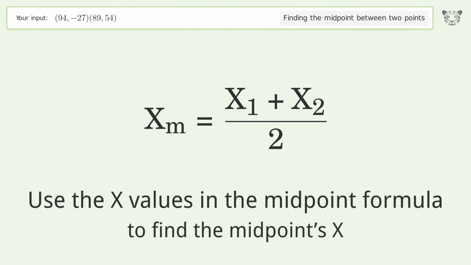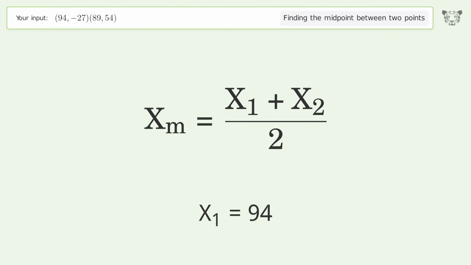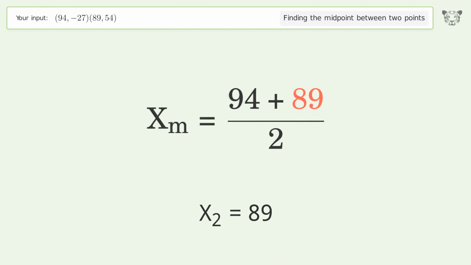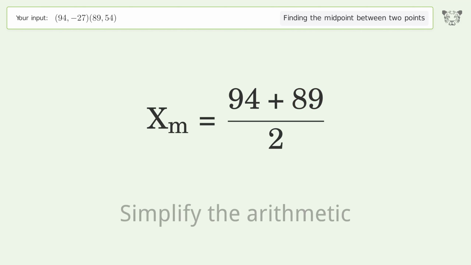Use the x values in the midpoint formula to find the midpoint's x. x1 equals 94. x2 equals 89. Simplify the arithmetic.